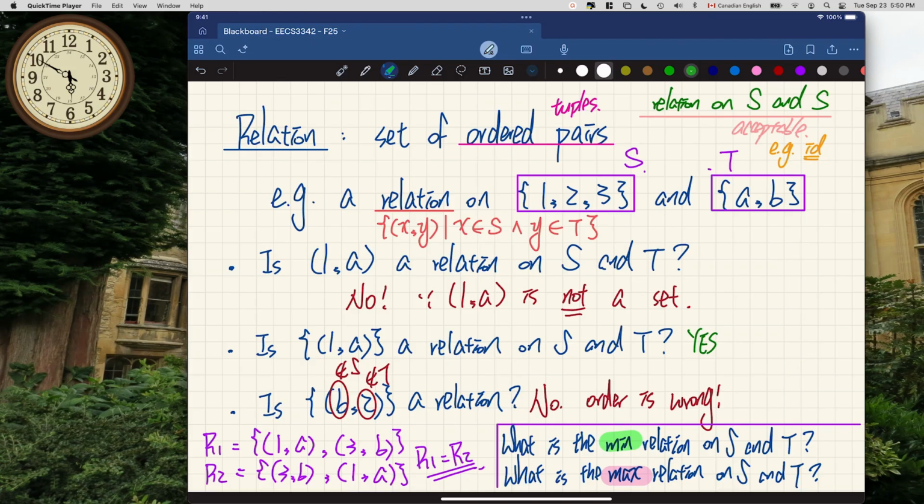The minimum relation might be quite easy to see. What's the minimum? Empty set, because a relation is a set of pairs. What's the smallest set possible? Empty, right? So the empty set is considered a relation, called an empty relation, all right? What about the max relation on S and T?